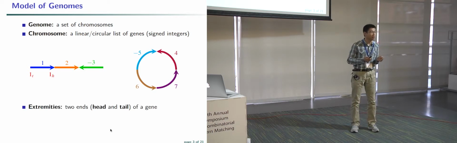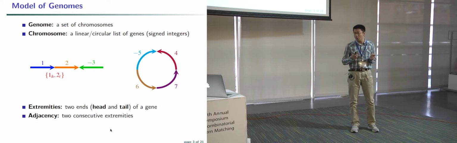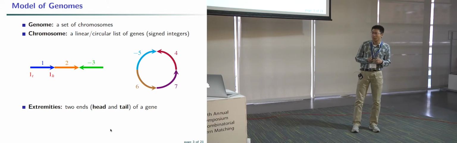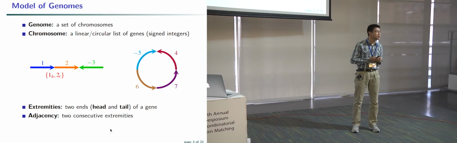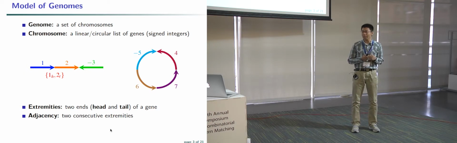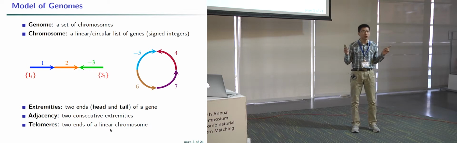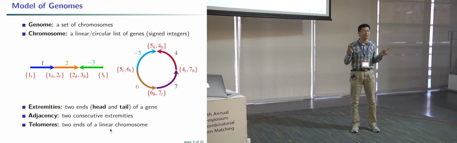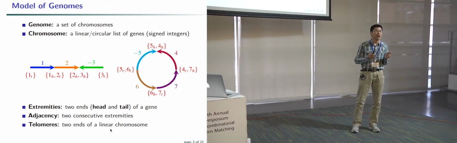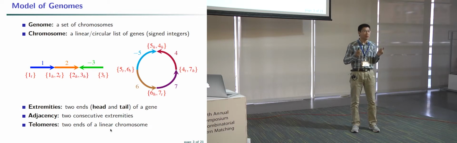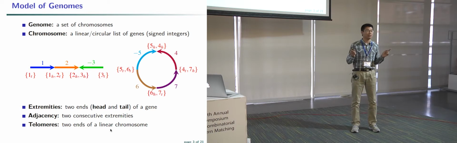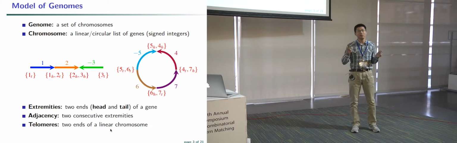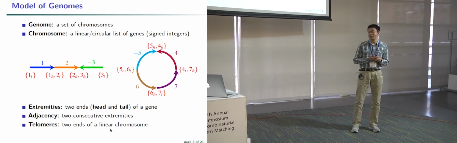We have some terminology. We call the two ends of a gene extremities. One is the head and the other is the tail. Two consecutive extremities form one adjacency. And we call the two ends of a linear chromosome telomeres. So very clearly, for a linear chromosome with n genes, we have 2n extremities in total, and those 2n extremities form n-1 adjacencies and two telomeres. And a circular chromosome with n genes also has 2n extremities, which are grouped into n adjacencies.